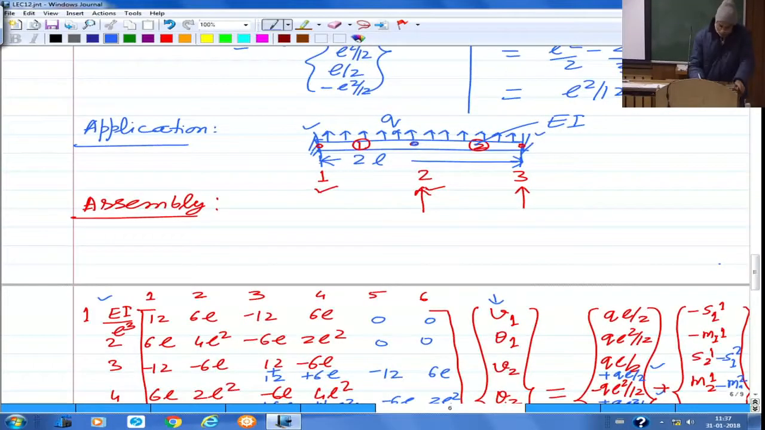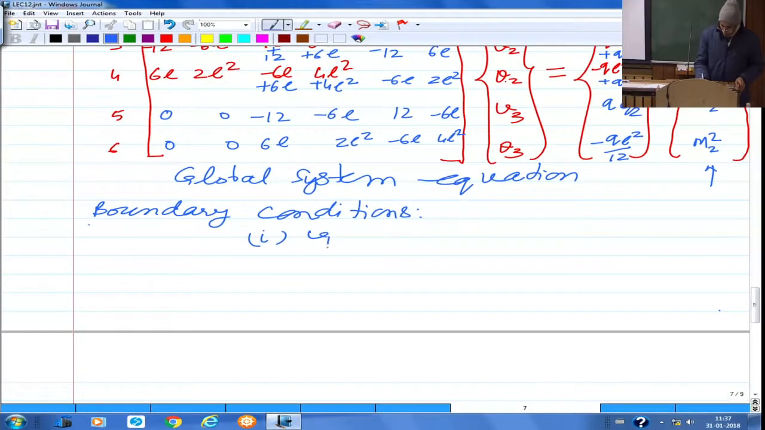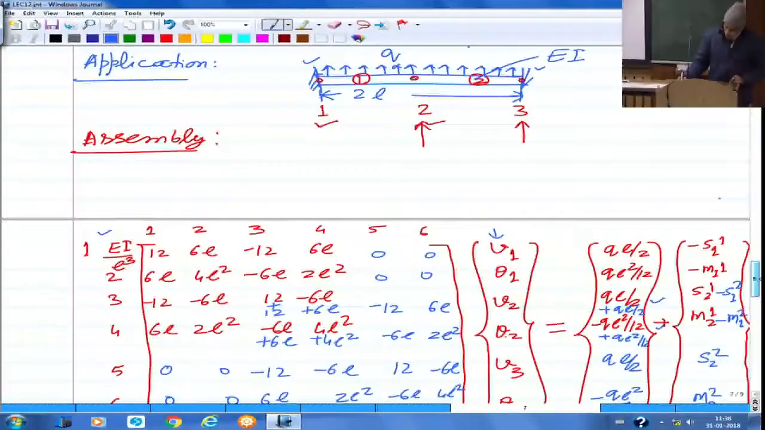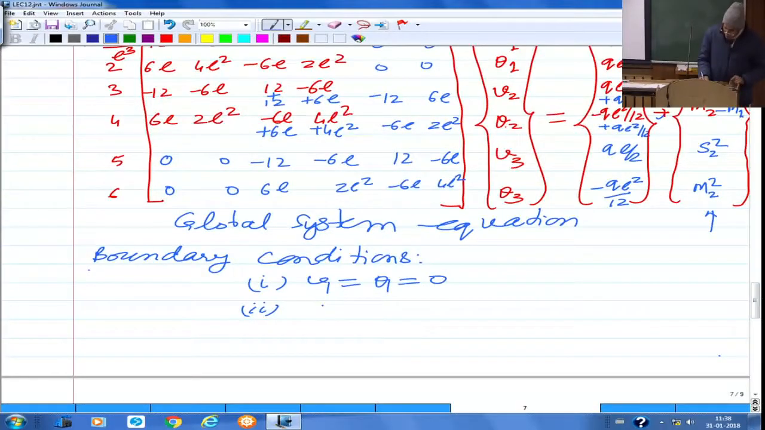At this end it's fixed, meaning it cannot move and also it cannot rotate. So we will have V1 equal to theta 1 equal to 0. These are two boundary conditions. Then the right end is also fixed, and the corresponding degrees of freedom are V3 and theta 3. So we will have V3 equal to theta 3 equal to 0. These are the boundary conditions in terms of primary variables.